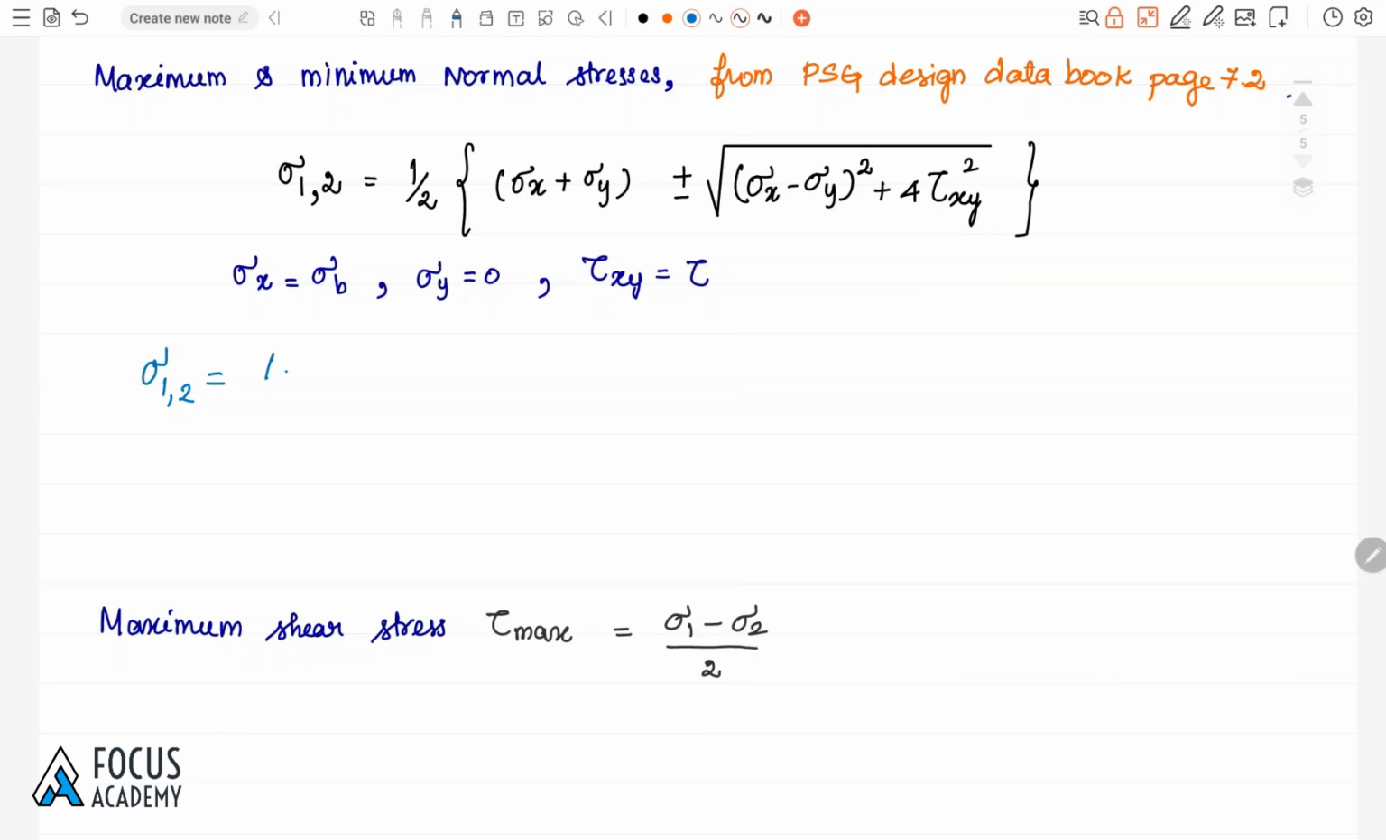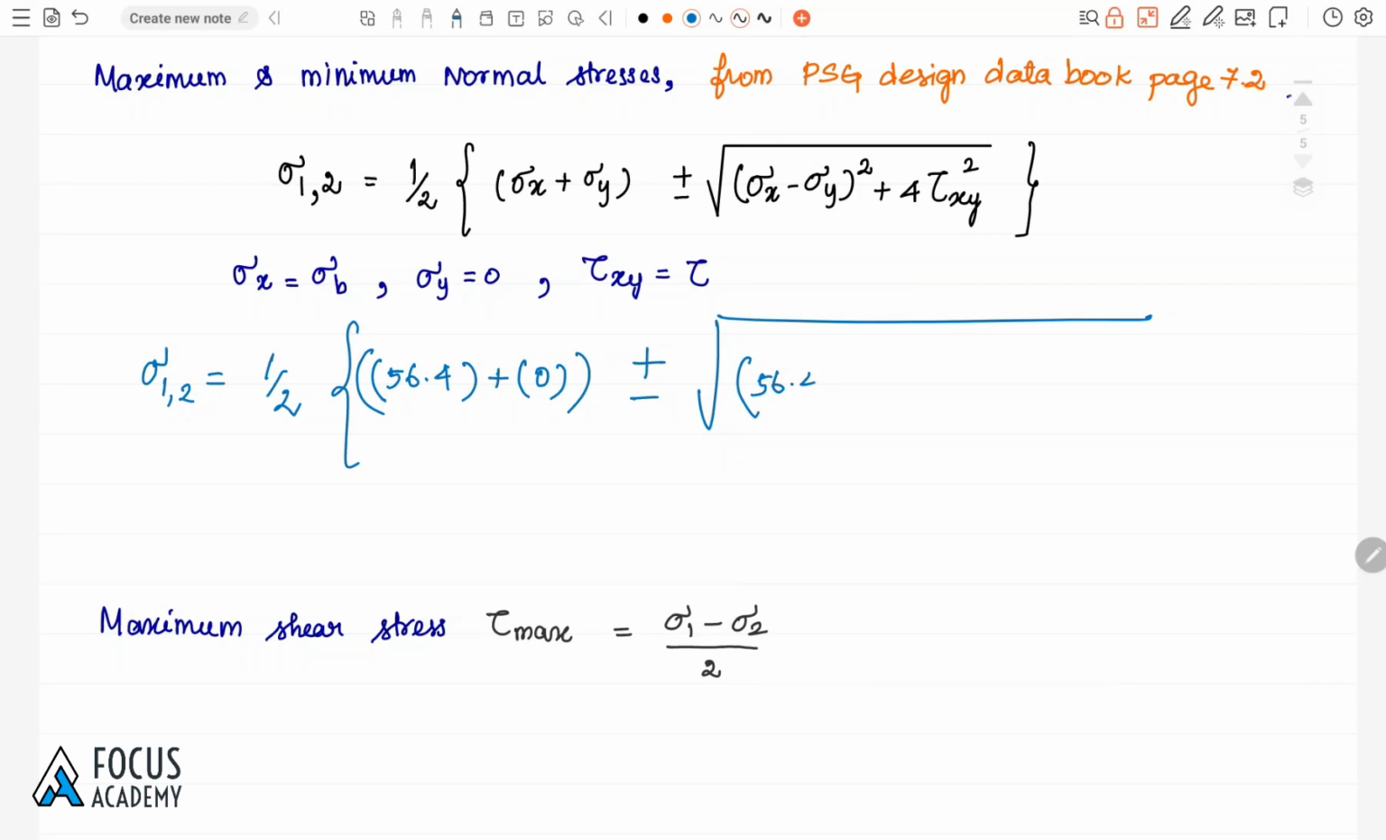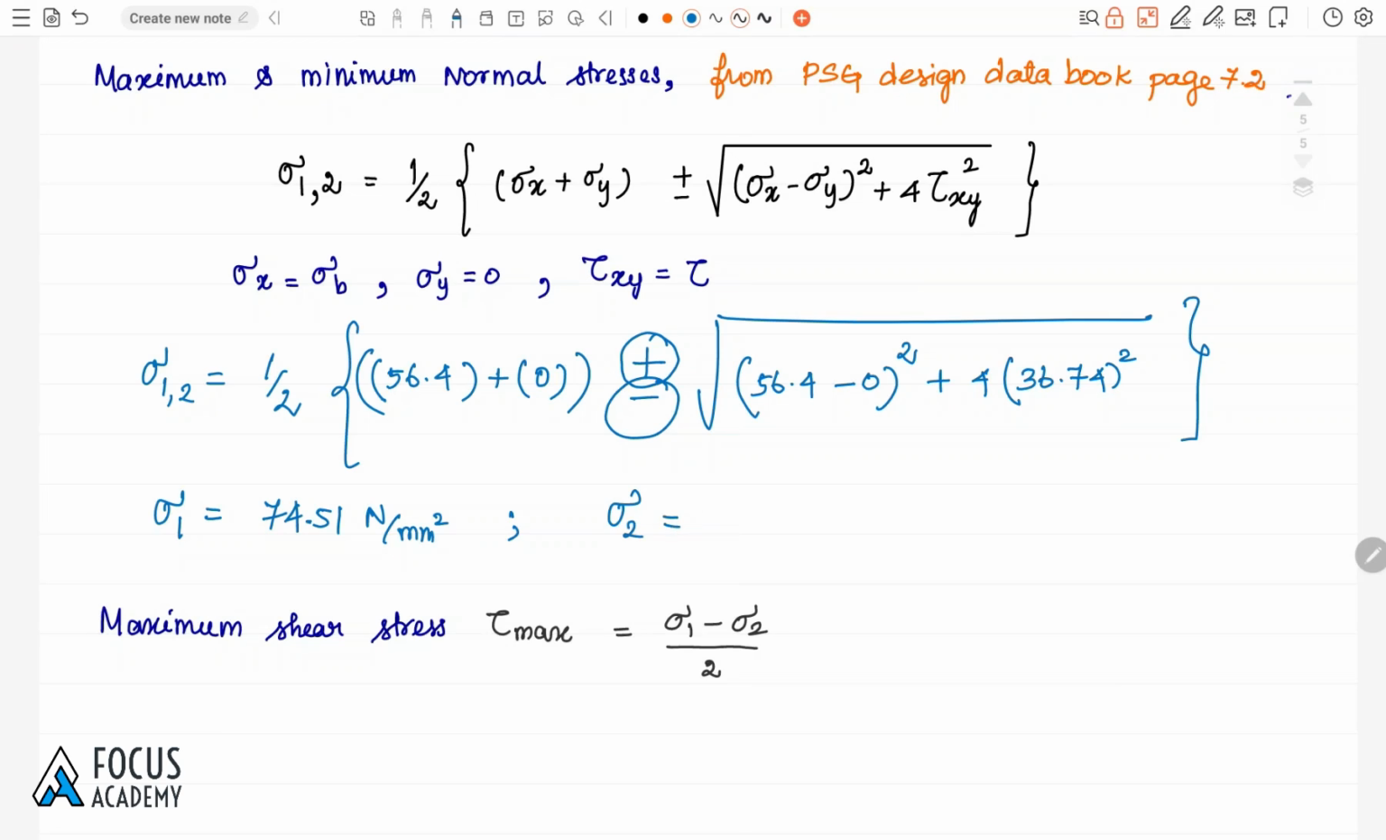Sigma 1, 2 is equal to 1 by 2, the sigma x value, that is sigma b, which we have calculated, 56.4, plus sigma y value 0, plus or minus the square root of sigma x value 56.4 minus sigma y value 0, the whole square, plus 4 into tau value 36.74 square. If you substitute plus, we get sigma 1. By calculating that, sigma 1 will be 74.51 Newton per mm square. And if you substitute minus, we get sigma 2, that is minus 18.11 Newton per mm square.